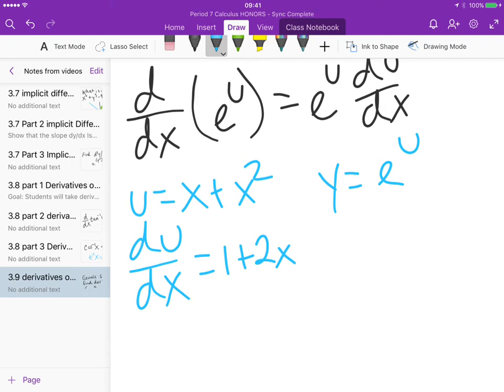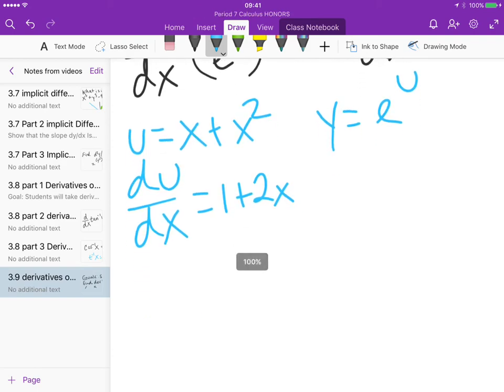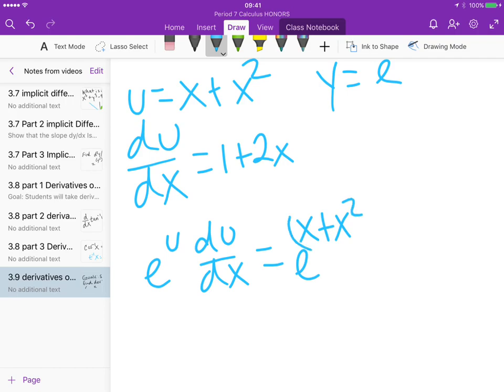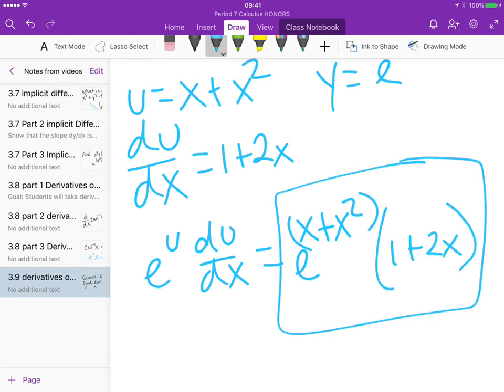So now I just take e^u times du/dx. Well, e^u is really e to the x plus x squared power being multiplied by 1 plus 2x. And there is our derivative in this particular example.